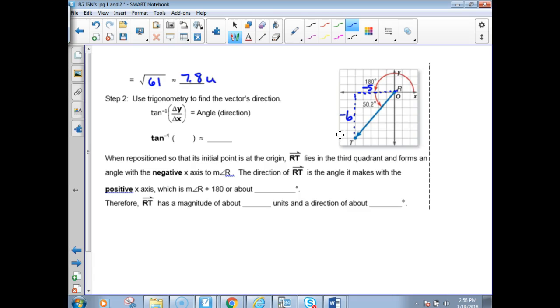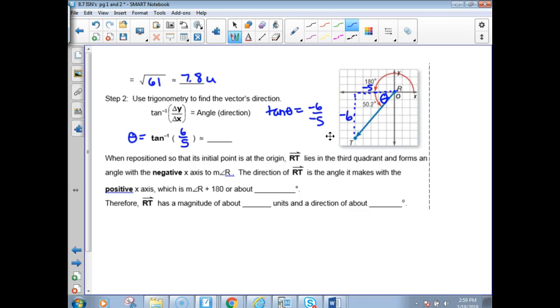Now we're going to use trigonometry to find the vector's direction. We want to know this angle, so let's find theta. They already put it down for us, but I want to show you how they got it. Inverse tangent of change in y over change in x will give me the angle's direction. So if you look up here, tangent of theta would equal negative 6 over negative 5, just like we've been doing, opposite over adjacent. So we're going to need to do the inverse tangent. Theta will equal the inverse tangent of 6/5.